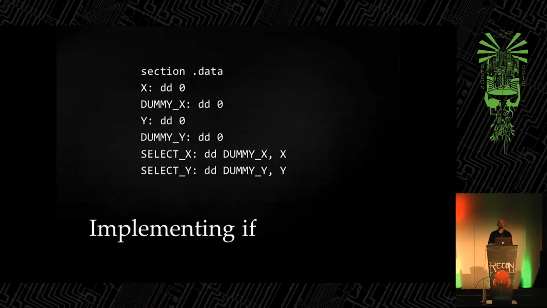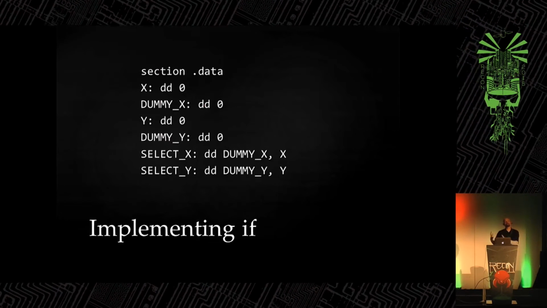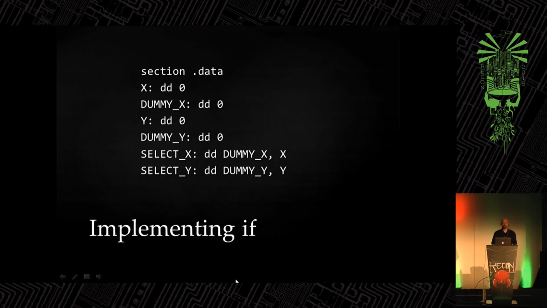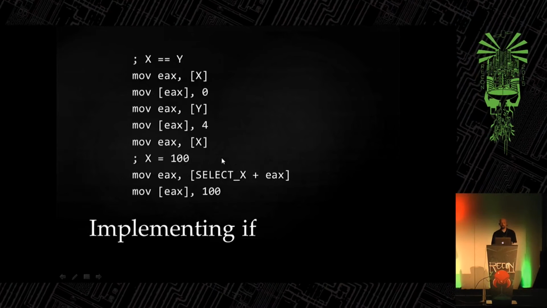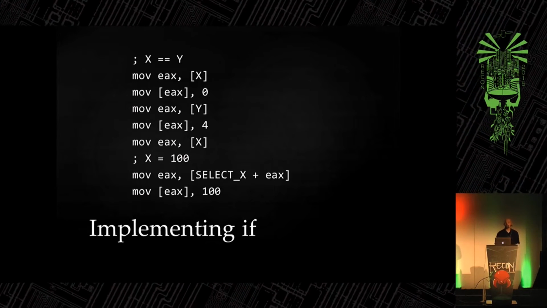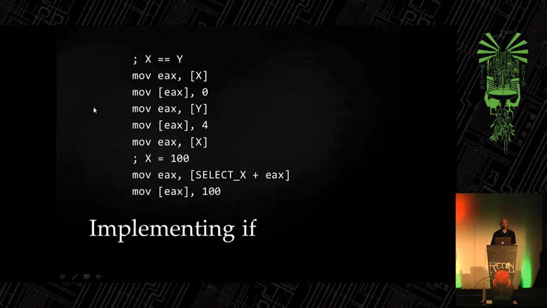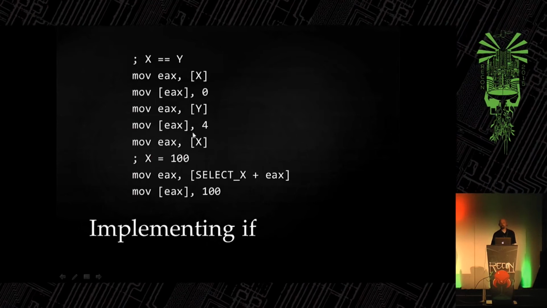So in assembly, that would look something a little bit more like this. We're going to have a real copy of both of our variables and a fake copy of both of our variables. And then we're going to have these selection arrays that let us choose between the real copy and the fake copy. And the move instructions themselves to implement that if statement are going to look like this. At first, we're just going to do the equality check that we already talked about to determine if x and y are equal to each other.